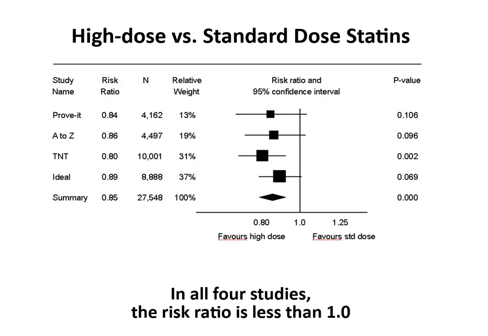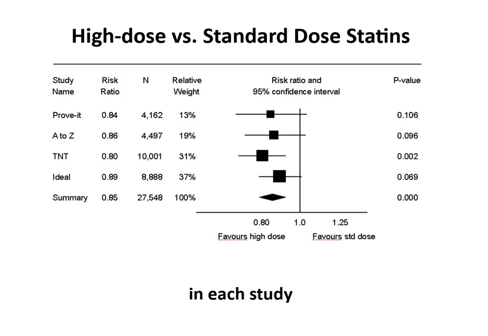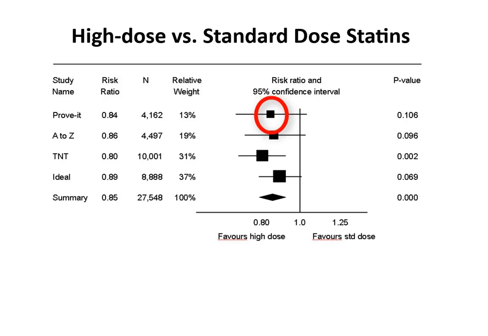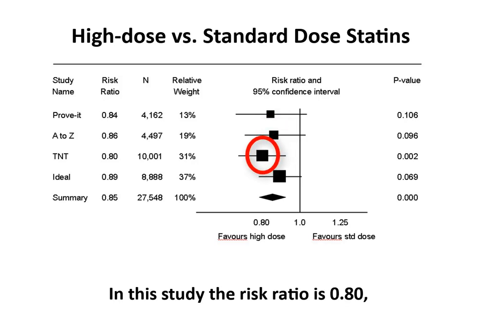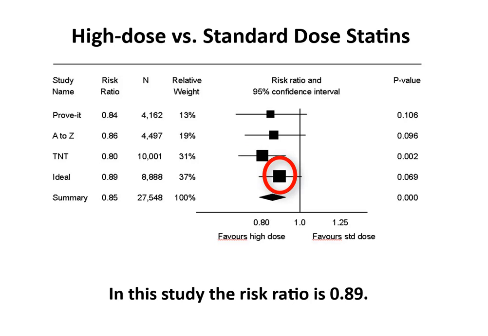In all 4 studies, the risk ratio is less than 1. So it's obvious that the high dose group did better than the standard dose in each study. In this study, the risk ratio was 0.84. In this study, the risk ratio was 0.86. In this study, the risk ratio is 0.80. In this study, the risk ratio was 0.89.